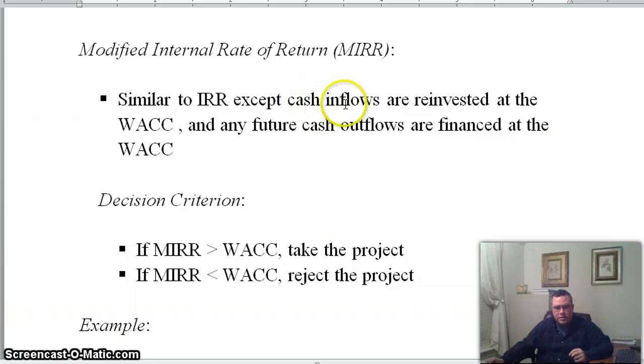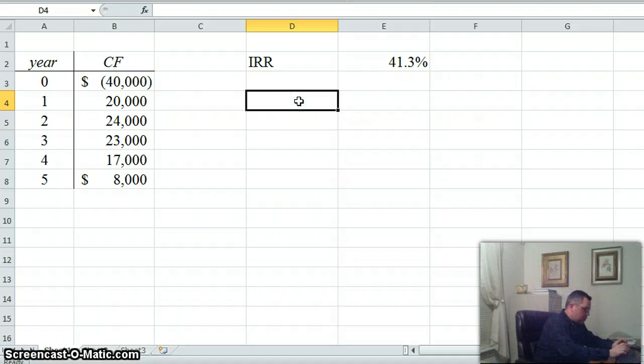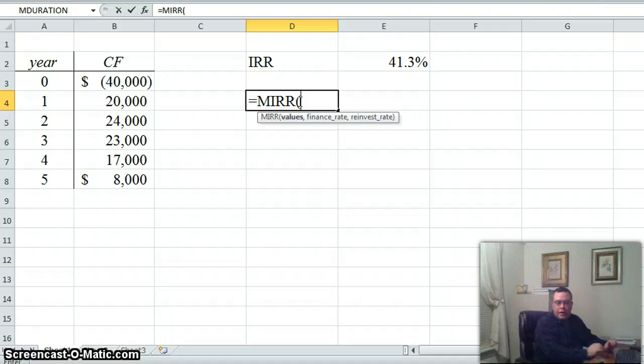Similar to IRR, except cash inflows are reinvested at the WACC, the weighted average cost of capital, and any future cash outflows, which would be future investments you have to make, are financed at the WACC, which means you'd have to borrow that money at your 12% in our problem, not at your 41.3. And so there's a function in Excel for this. It's called equals MIRR, modified IRR.